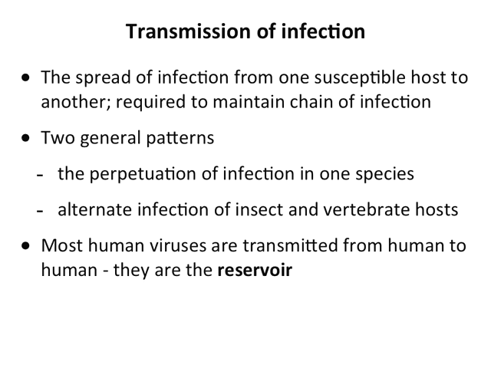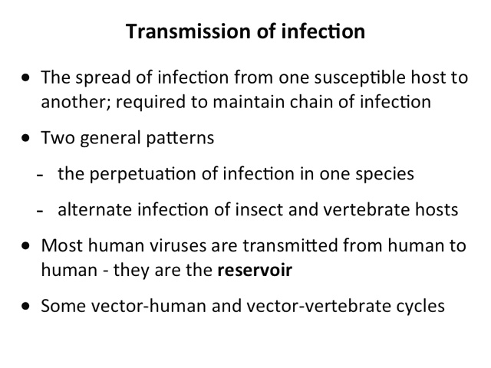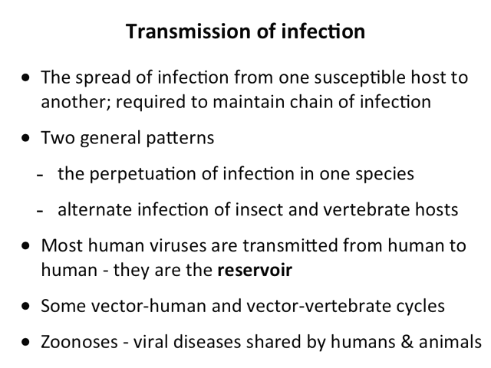Even influenza, we know a lot of strains originate in birds and in swine, but we are the reservoir when there are outbreaks. We spread it from person to person. And as I said, there are some vector-human and vector-vertebrate cycles that maintain transmission of the virus. When we talk about a virus going from an animal to a human, we call it a zoonosis, a viral disease shared by humans and animals. So hantavirus pulmonary syndrome, which originated in the Four Corners of the U.S., came originally from a virus in mice transmitted to humans, and that's a zoonosis because it jumped from the mouse to humans.